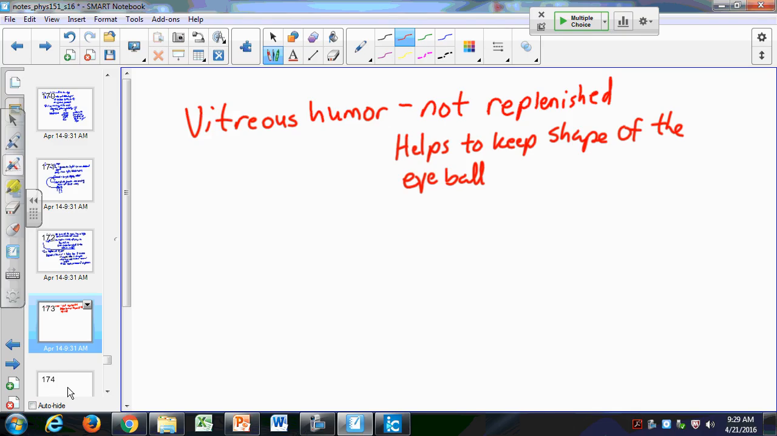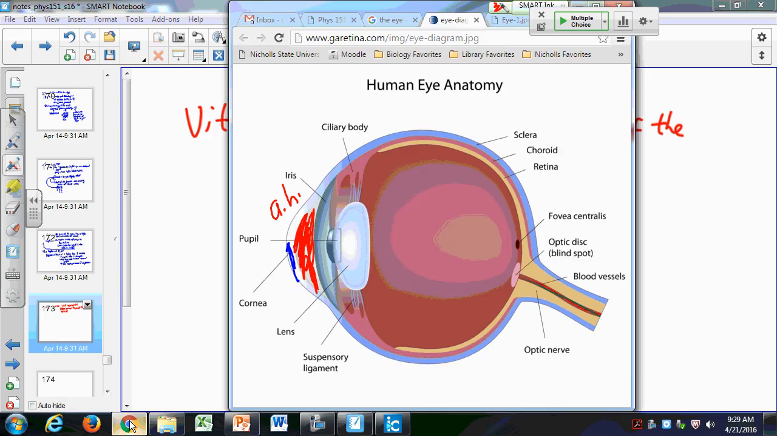I think that's pretty remarkable that your eye, however old you are, that's how old your vitreous humor is inside your eye. Your eye doesn't really get that much bigger, too, so that's why babies have the big eyes, right? So the vitreous humor is just all in here. This is our vitreous humor.